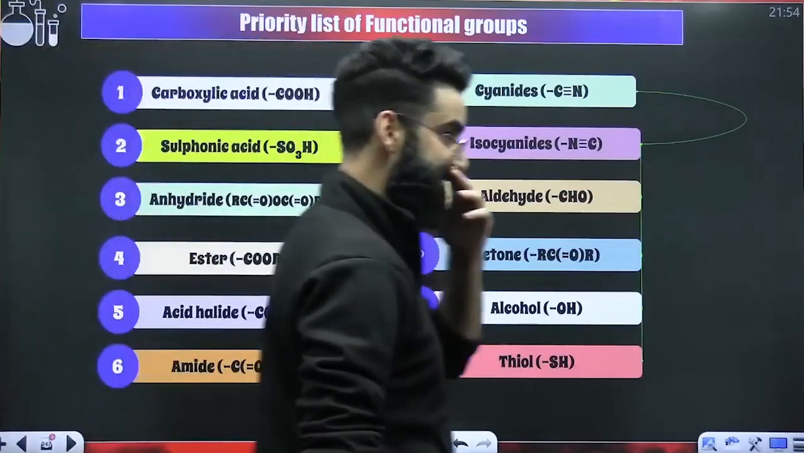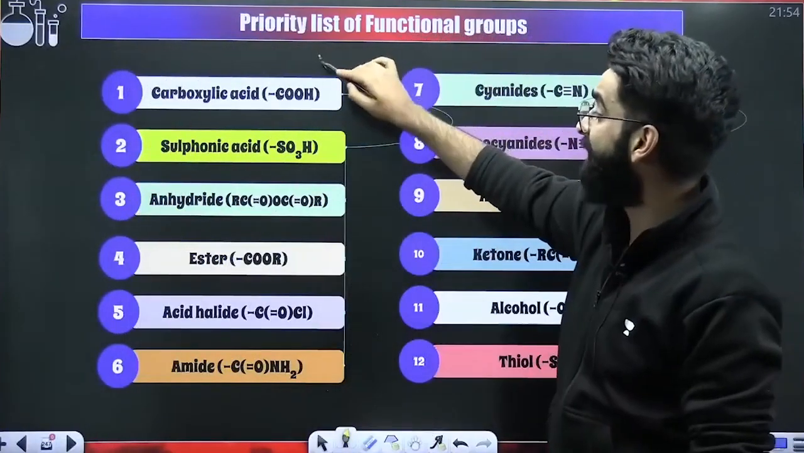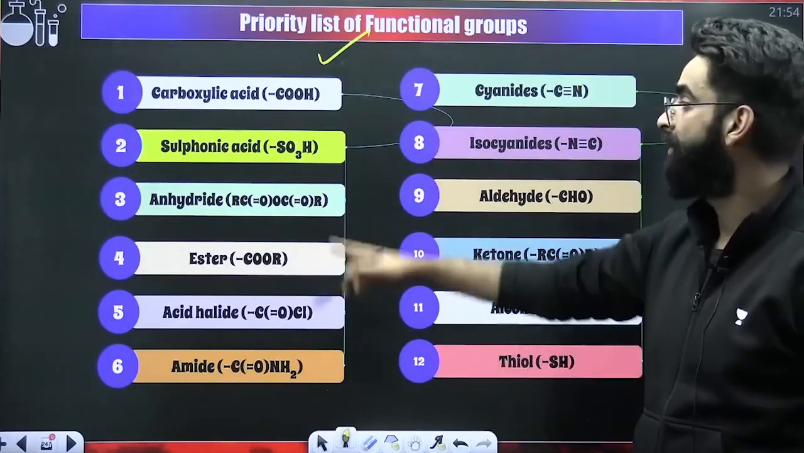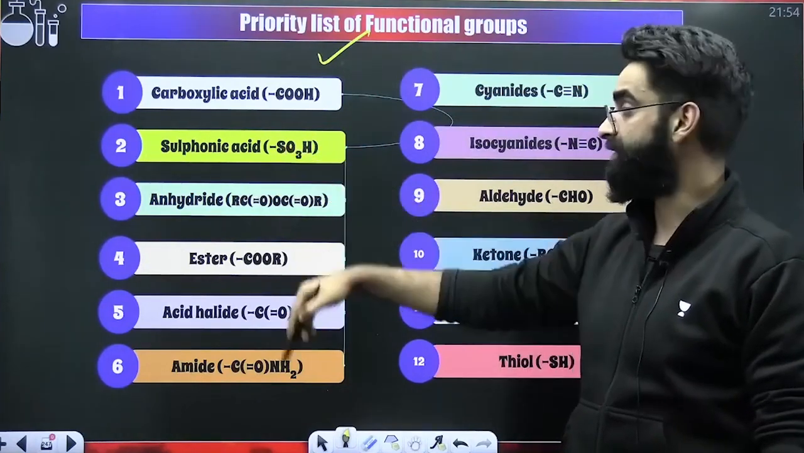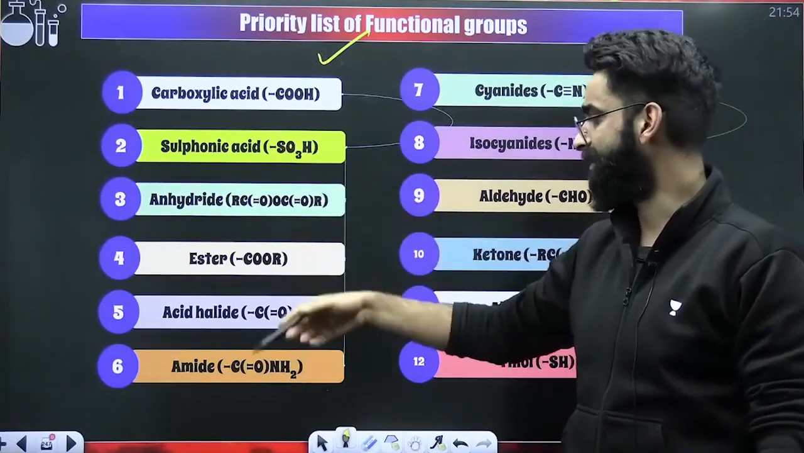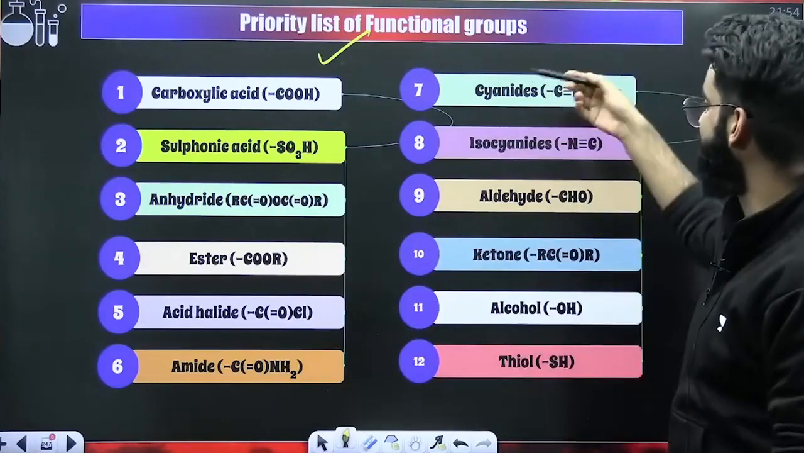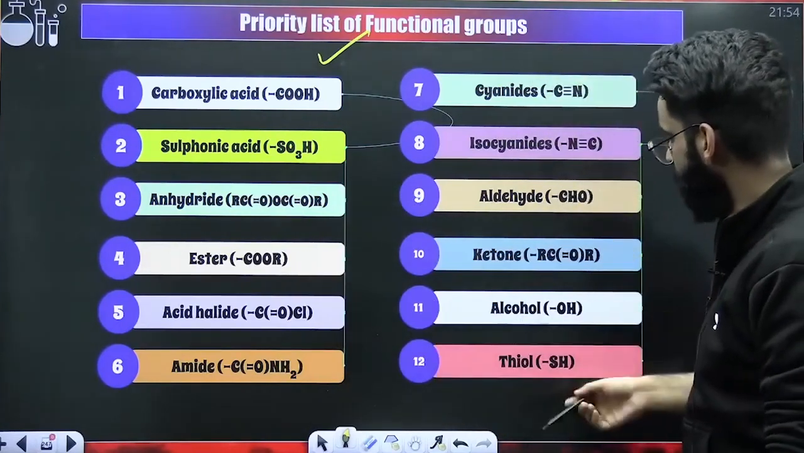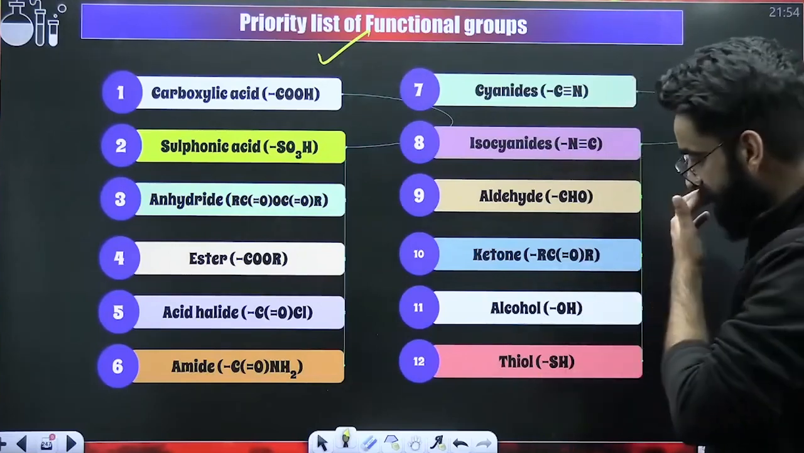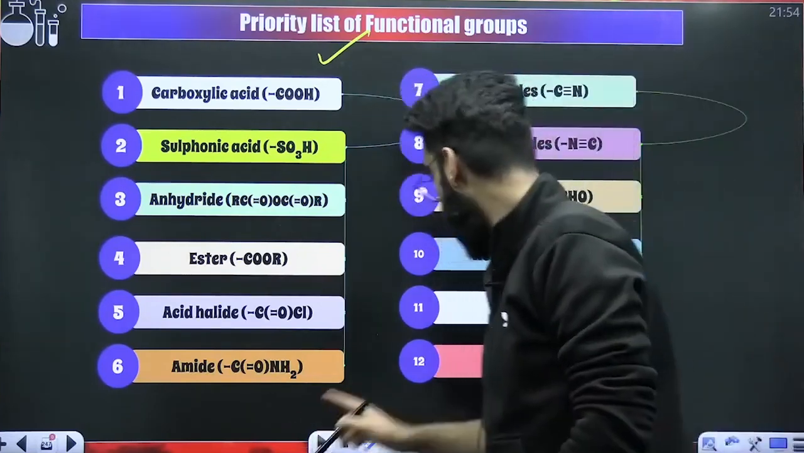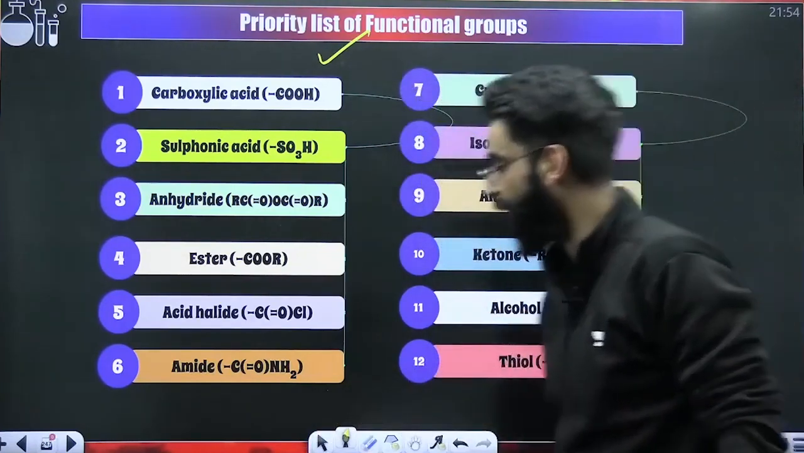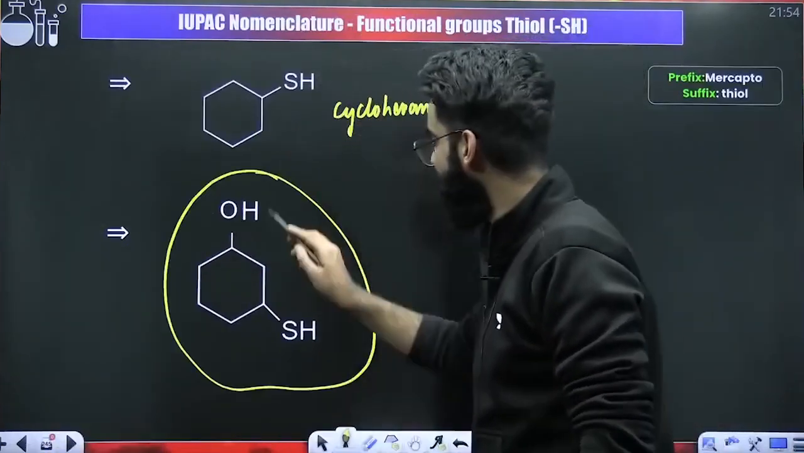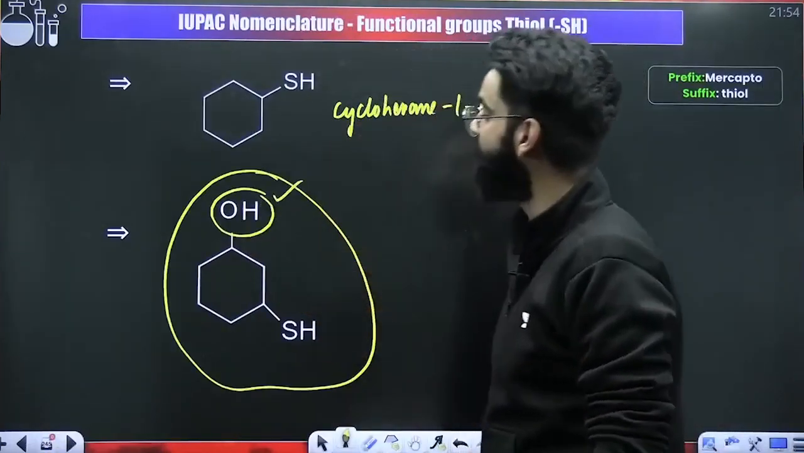This is the priority list, guys. Carboxylic acid at the top. After that, sulfonic acid, anhydrides, esters, acid halides, amides, cyanides, isocyanides, aldehydes, ketones, alcohols, thiols, right? So alcohol is given more priority over thiol.